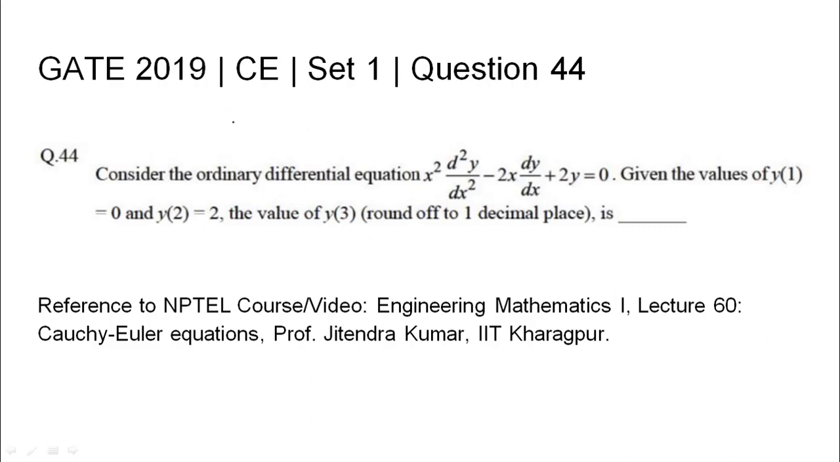GATE 2019 Civil Engineering Set 1 Question 44. Consider the ordinary differential equation x square d2y by dx2 minus 2x dy by dx plus 2y equals 0. Given the values of y1 equals 0 and y2 equals 2, the value of y3 rounded off to 1 decimal place needs to be found. The relevant NPTEL reference has been cited.